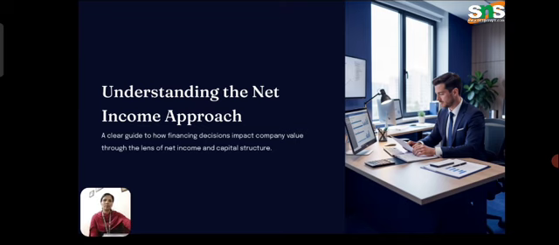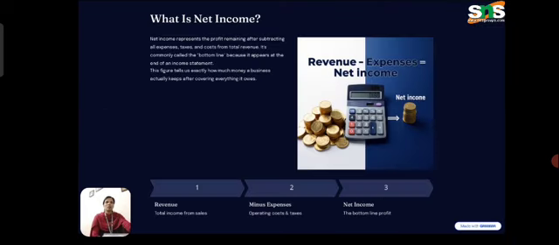This is the net income. And then we see what is net income. Net income represents the profit remaining after all the expenses, taxes and costs from total revenue. It is commonly called the bottom line because it appears at the end of an income statement. Let's see the diagram. Revenue minus expenses equals net income. This is the main thing.